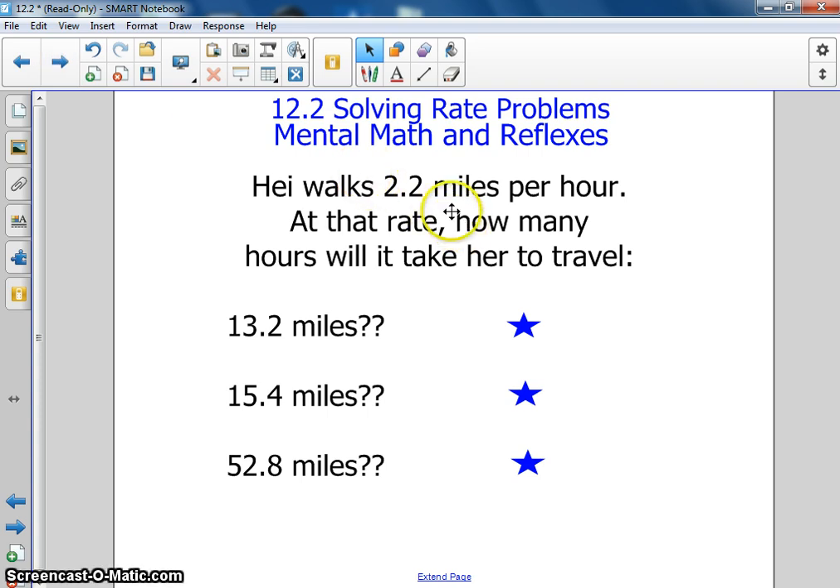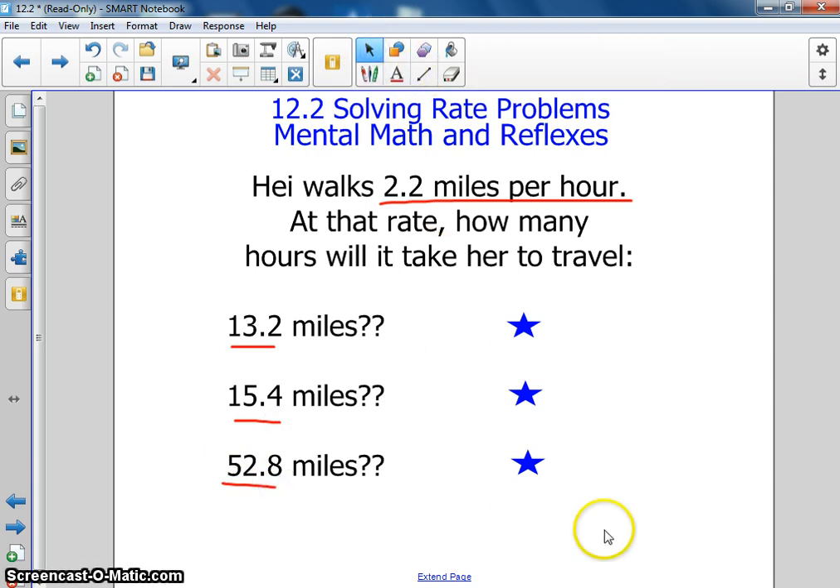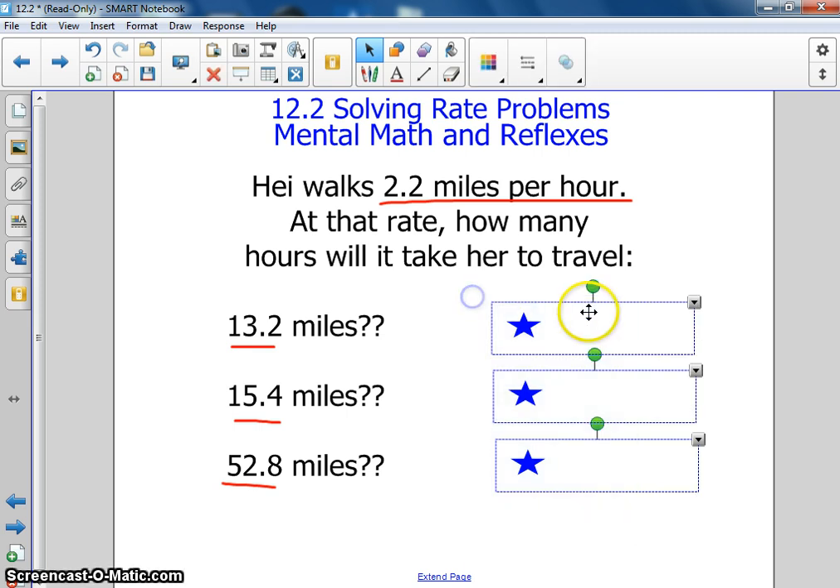Okay, Heidi walks 2.2 miles per hour. What's the unit rate? 2.2 miles per hour. So in 2 hours, what would she travel? In 3 hours, what would she travel? How many hours would it take her to travel 13.2 miles? So what I do is I just keep adding 2.2 until I get to this, and to this, and to this. And once you're given that piece of information, maybe you're able to do this. Try it on your own. Pause it. Try to figure it out.